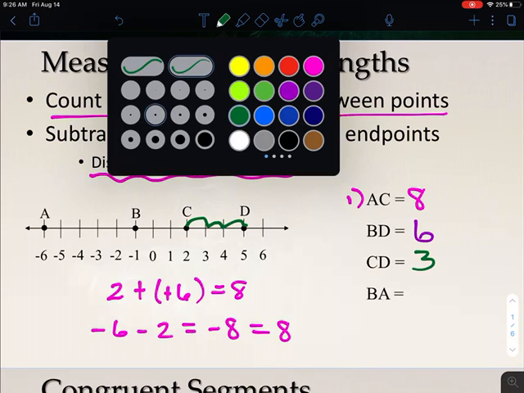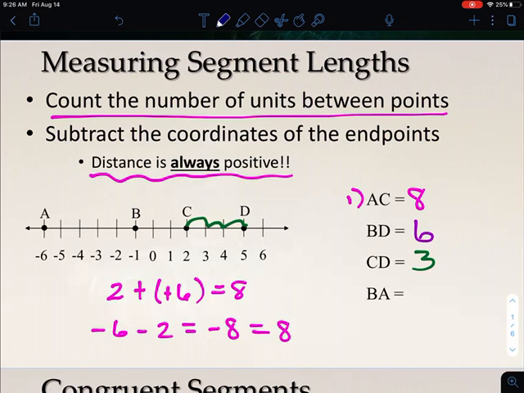And then when I want BA, now in this case, notice BA goes from right to left, but as far as counting goes, I'm still counting in a positive direction. So I go 1, 2, 3, 4, 5. That distance is 5, even though we traveled to the left. So distance is always going to be positive regardless of what happens there.